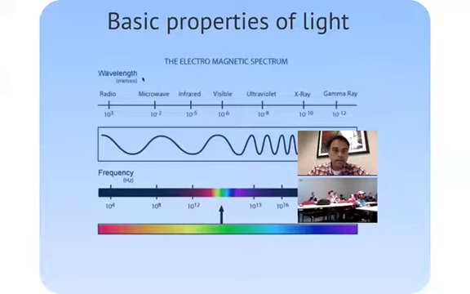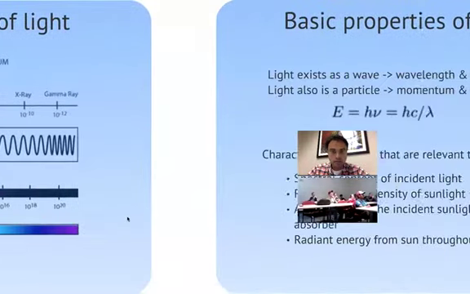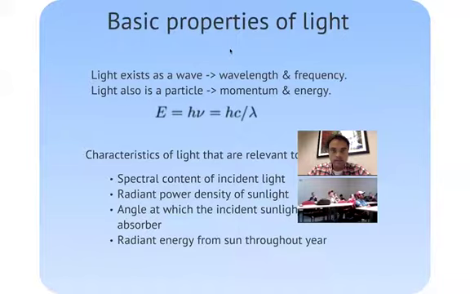Now, how do we relate wavelength and frequency? This is something you learned in high school physics. The basic properties of light are defined by this equation, where the energy of a photon is Planck's constant multiplied by the frequency of the photon, or nu. The frequency of the photon itself is related to the wavelength by c over lambda, where c is the speed of light, which is, of course, fixed in a given medium. In vacuum, it's about 3 times 10 to the power of 8 meters per second.